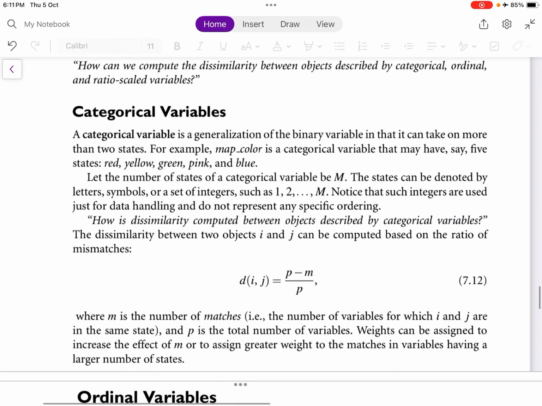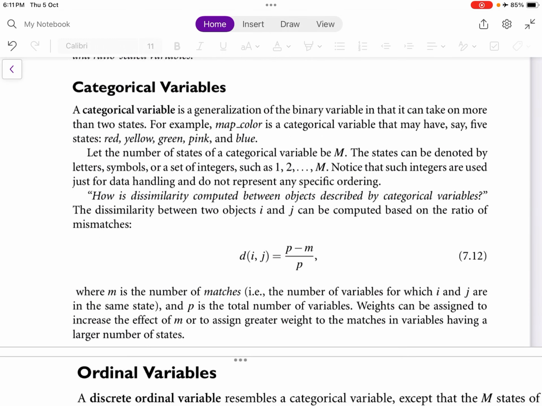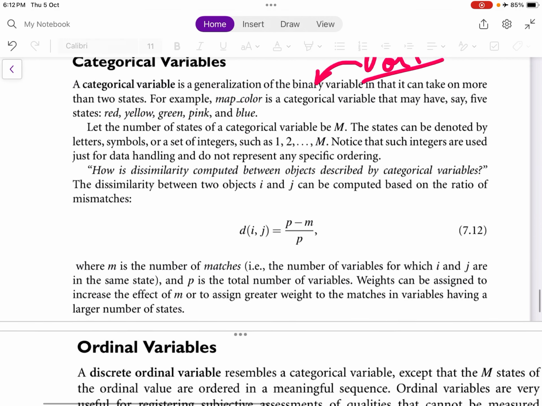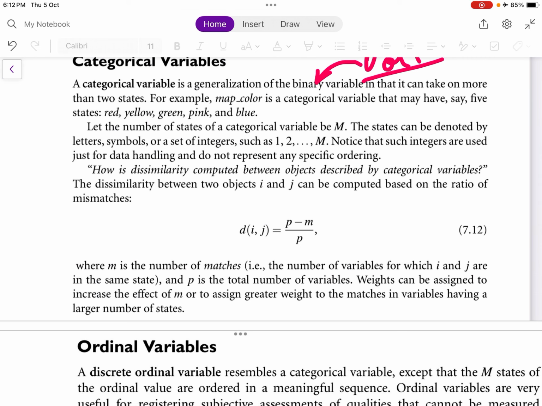Next is your categorical variable. A categorical variable is a generalization of a binary variable in that it can take on more than two states. So in a binary variable we had only two states, 0 or 1. But in a categorical variable you have more than two states. For example, map color is a categorical variable that may have say 5 states.